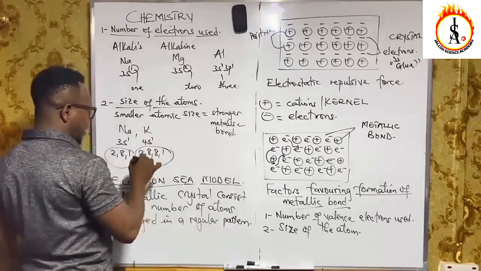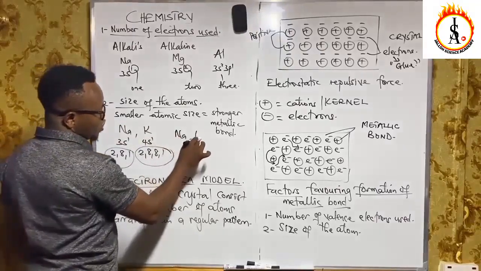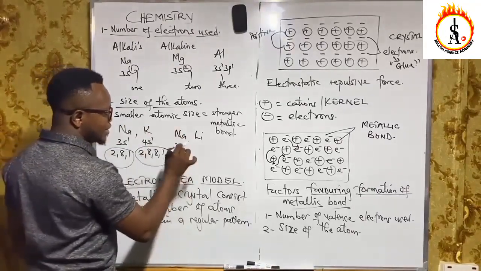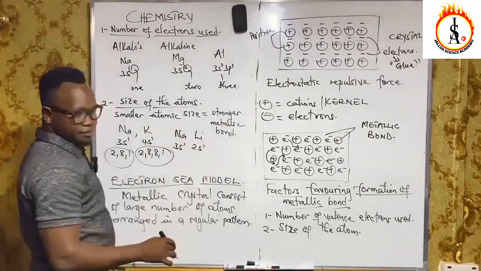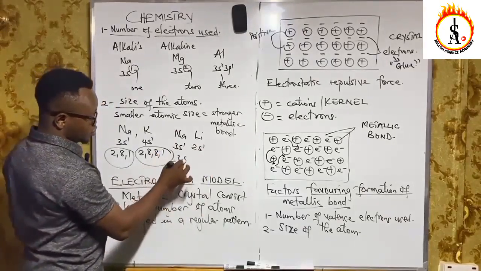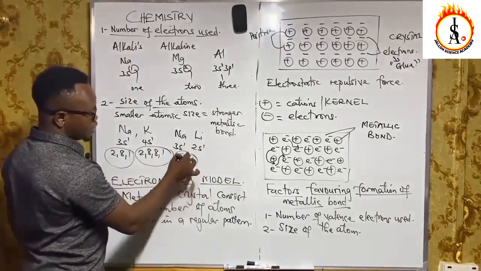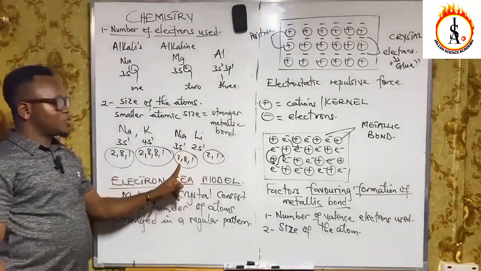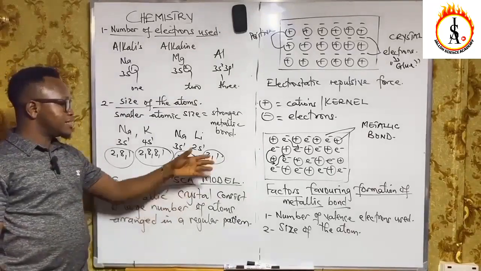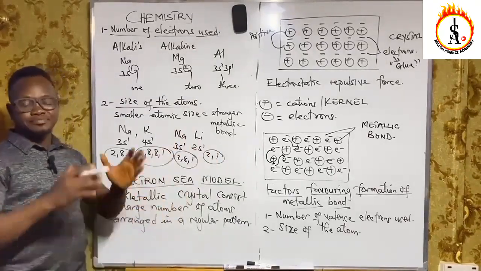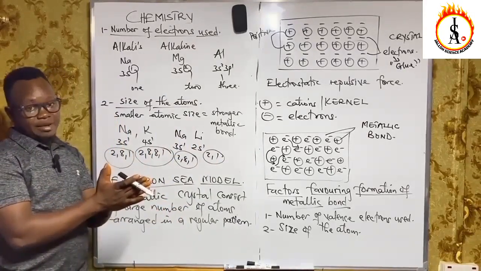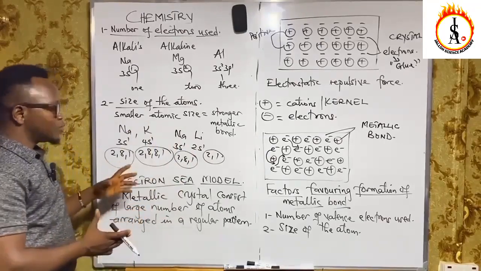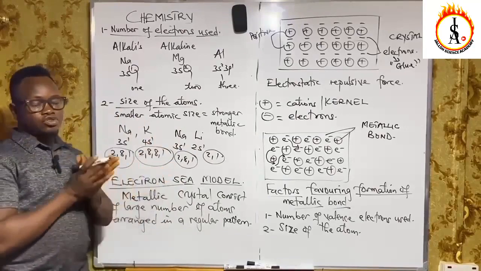If you compare between sodium also and lithium, sodium uses the 3s1 and lithium uses the 2s1. So sodium has 2, 8, 1 configuration, and lithium has just 2, 1 configuration. So the atomic size of lithium is smaller than the atomic size of sodium. In that regard, lithium has a stronger metallic bonding than sodium because its atomic radius is smaller. So that tells you smaller atomic radius favors stronger metallic bonds.